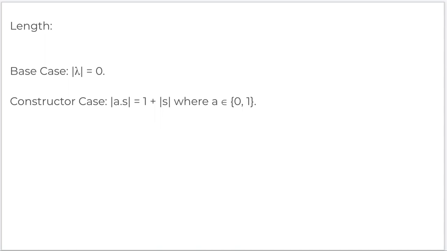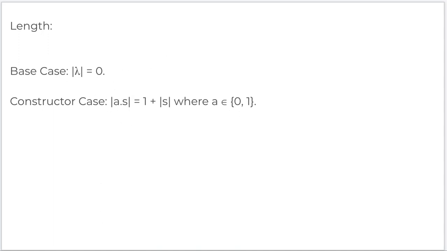So let the length of the string be denoted by modulo the string variable. So here it's lambda, right? So we can define the length of binary strings as follows. The base case is lambda has length 0, and the constructor case is when a character A, which belongs to 0 or 1, is concatenated to S, you have AS, the magnitude of AS is 1 plus the length of S. So you just keep on adding. So this is the length.